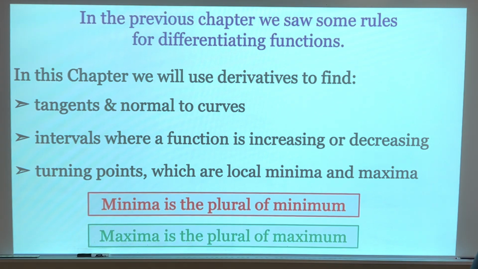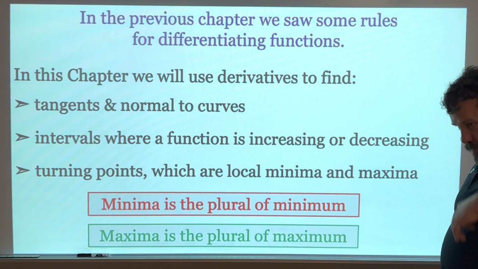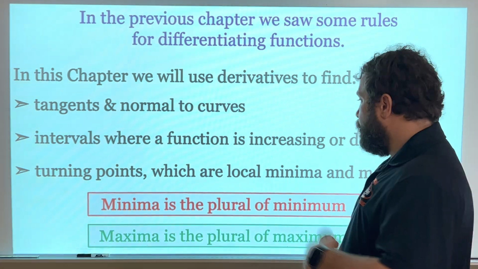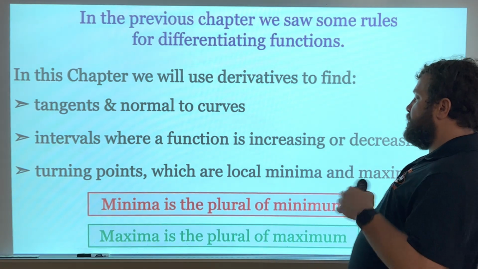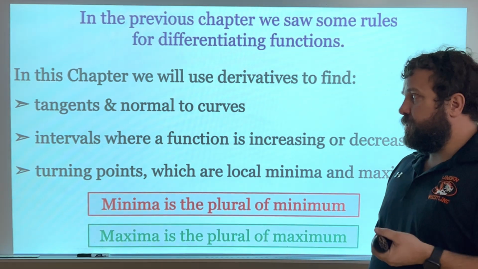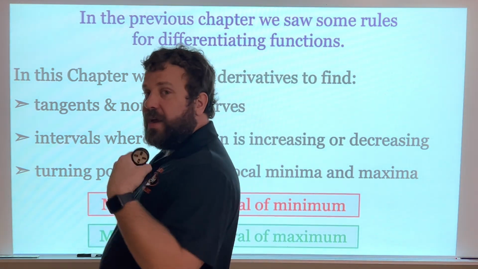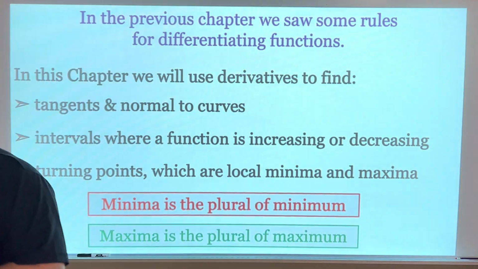So how to find points B and D. All right? Minima is just the plural, meaning more than one minimum. Maxima is the plural form of maximum, so more than one maximum. So we're going to be able to figure out what all these things are, how to find them, and utilize them to our best knowledge.